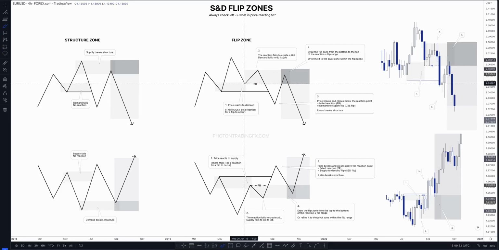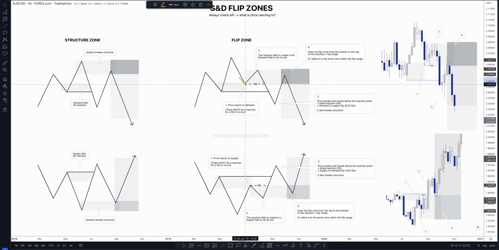Okay, so I'll say that again. When you get the reaction and price starts to move up, if price doesn't break this high, so it doesn't do its job, when price then pulls back down and closes, so I need to see a candle body close below the start of the reaction, that is what we call a failed reaction. Okay, again, I'm going to keep going over this many times.